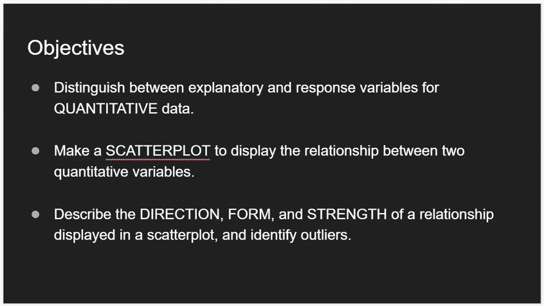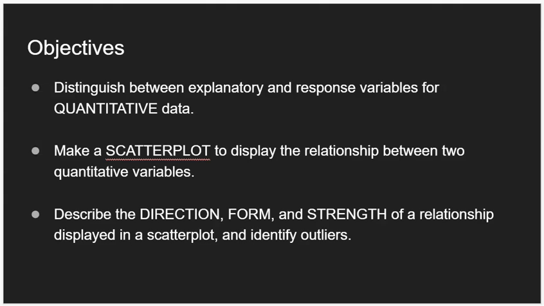Here are our objectives for today. We've got the idea of explanatory and response variables coming up again, but this time for quantitative. We've got this idea of a scatter plot, which I'm sure you're familiar with, something we've probably seen a little bit in our mathematics career, to display the relationship between two quantitative variables. And finally, we're going to talk about how to analyze that scatter plot: things like direction, form, and strength, describing a relationship, and also identifying the outliers in a scatter plot graph. With that being said, let's go ahead and get started.